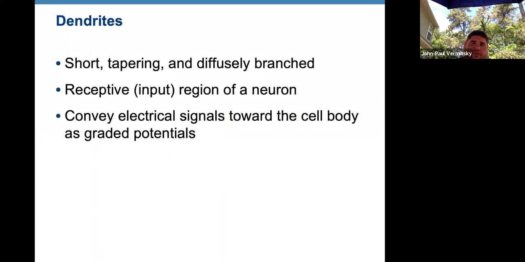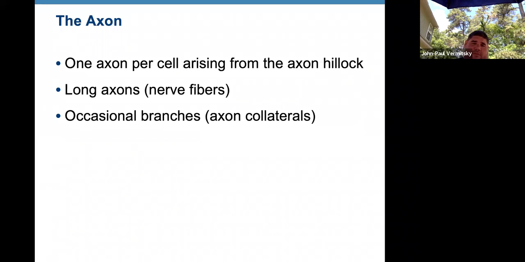Your dendrites, these are short, tapering, and diffusely branched. This is your receptive or input region of the neuron, and they will convey electrical impulses or signals towards the cell body. The axon, typically you have one axon per cell, arising from the axon hillock. They're very long. They're what we refer to as nerve fibers and you may see occasional branches too.